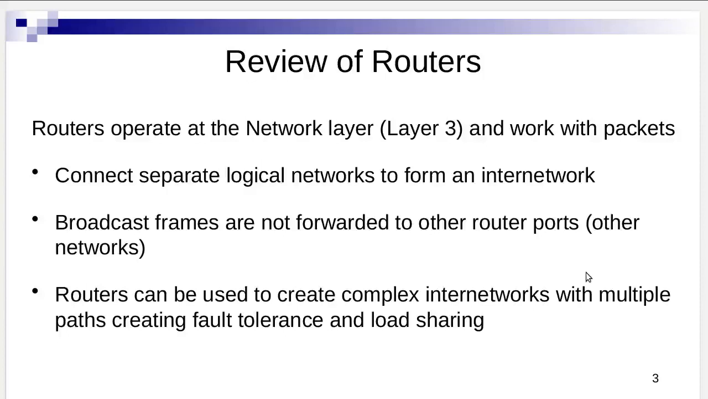So you have at least two LANs connected by a router, and as a result you have those two LANs forming an internetwork. And the entire internet can be viewed as a whole bunch of LANs connected by routers. Remember also that broadcast frames in one LAN are not forwarded by the router to other router ports, that is, other networks. Routers are used to create complex internetworks with multiple paths for fault tolerance.